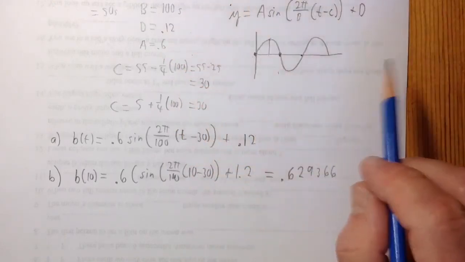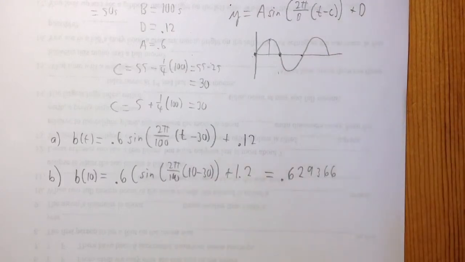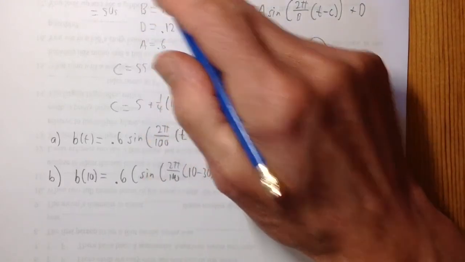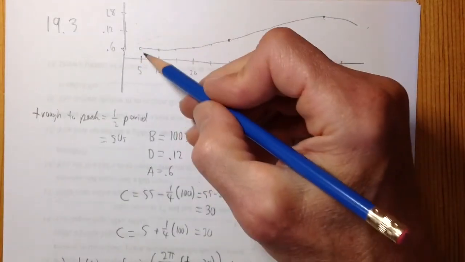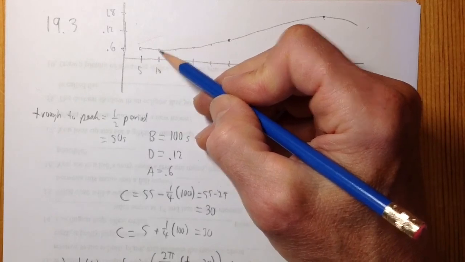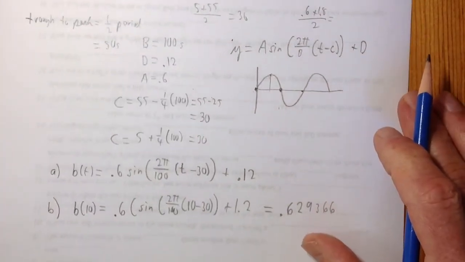We know what it is for 30. Okay, but really it's important that you make sure you can use your calculator. And again, it makes sense, right? It's a little bit above 0.6, only 0.63, so it doesn't go up very fast, which in my very sketchy picture, yeah, mine looks like it goes down. But okay, so that's 19.3.